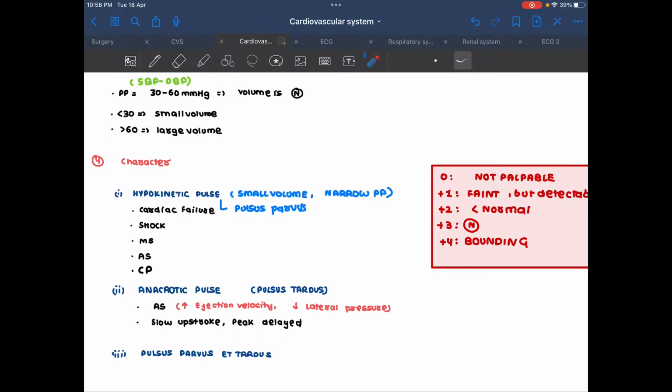When we say 7p chromosome, P stands for parvus, so it is on the small, short arm. Same with pulsus parvus et tardus: here the peak is delayed, the upstroke is also reduced, and the volume is also decreasing. That is why it's known as pulsus parvus et tardus. That is seen in severe AS. Very severe or severe aortic stenosis, we're going to see it.